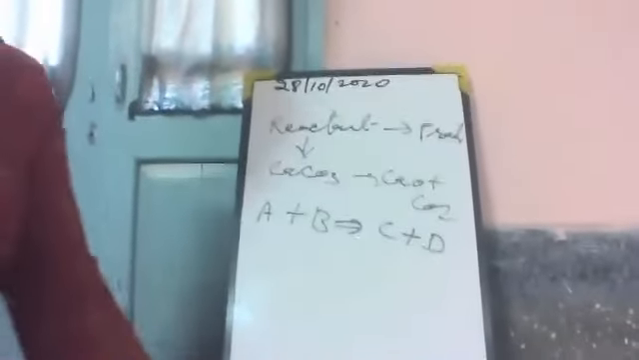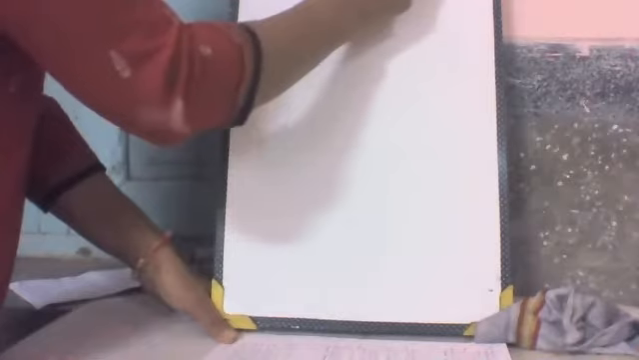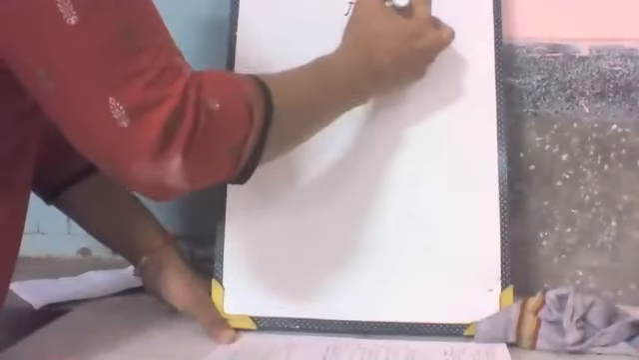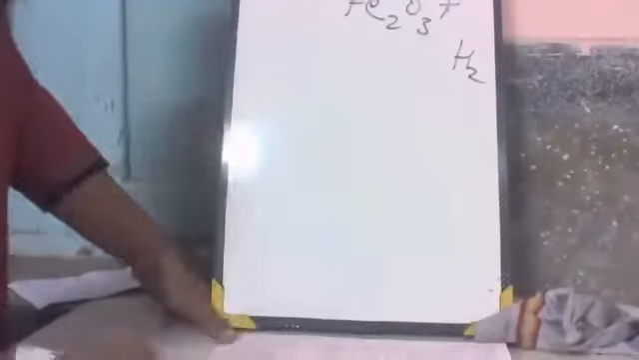Balancing of reactions. There are two methods to balance the reactions: one is the hit and trial method, and the other is the partial equation method. Whichever you want, you can use. First, we have to make all the atoms equal on both sides. Suppose the example is Fe plus H2O. On reacting, they form Fe2O3 plus H2. This is the reaction.